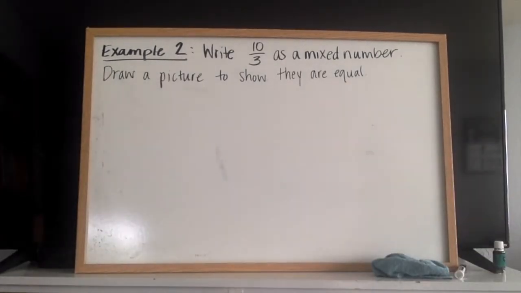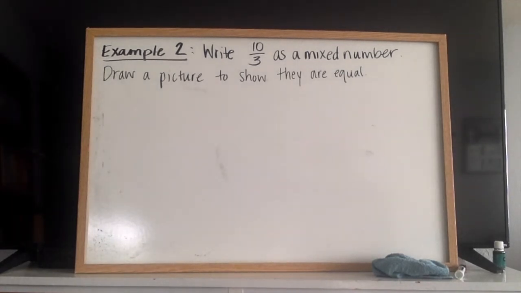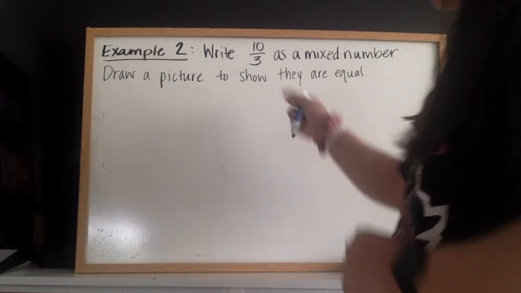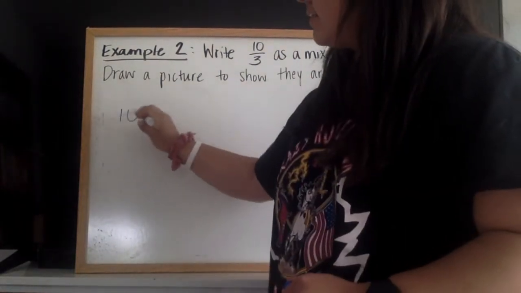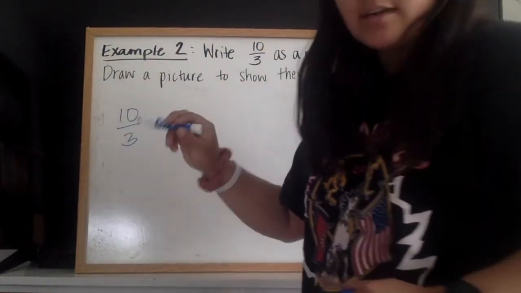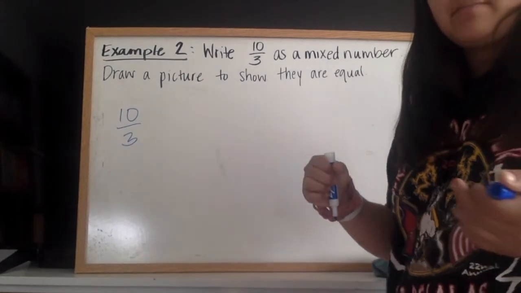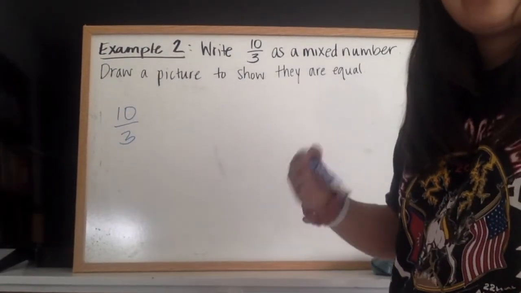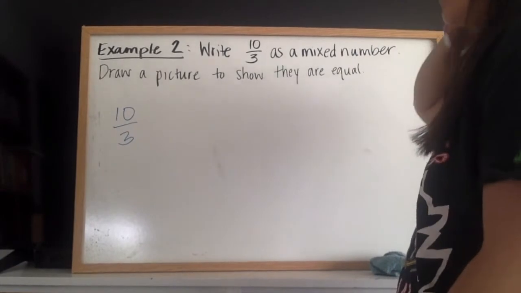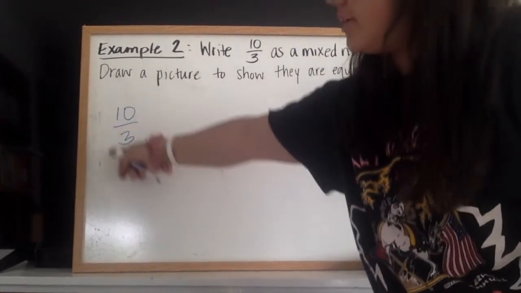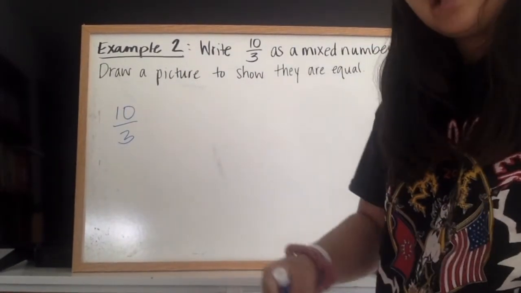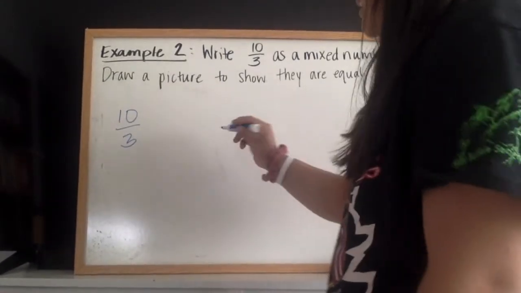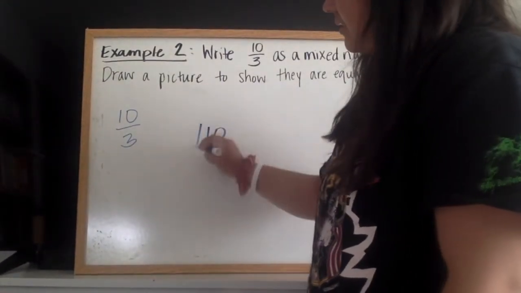Example 2. Write 10/3 as a mixed number. Draw a picture to show that they are equal. So this is the same thing that we were doing in example 1. We have to change 10/3 into a mixed number. So a mixed number, remember, means that you're going to have a whole number with a fraction. So in order to find out the whole number in 10/3, you need to divide them. So I'm going to take 10 divided by 3.